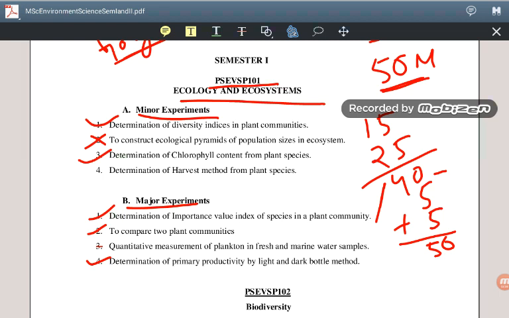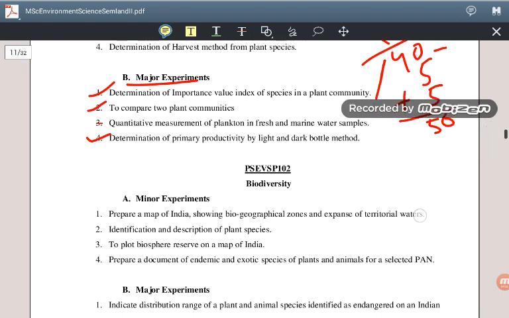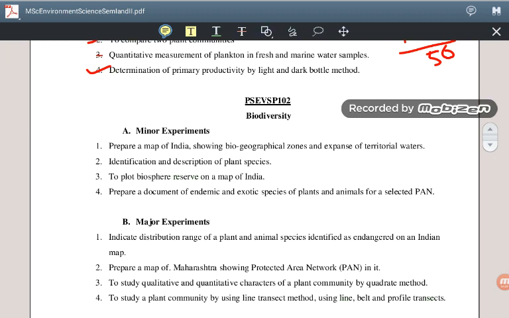Next, coming to paper 2. Again it consists of a minor experiment as well as a major experiment. The minor experiments we have already completed: biogeochemical cycle, biogeographical zones of India, and the expanse of water territory, meaning where the water territory is spread throughout India. Even if you have not covered the expanse of water territory, we have already completed the biogeographical zones of India. Next is identification and description of plant species.